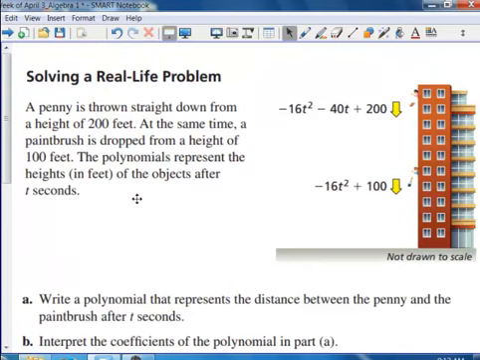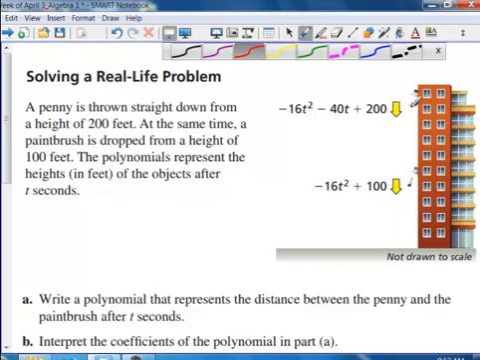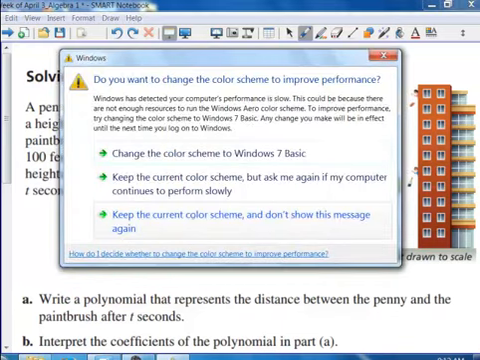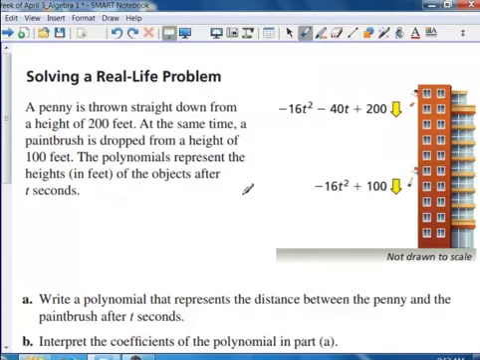We're going to talk about a real-life problem with polynomials now. Let's say, for example, we have a penny that's thrown down and a paintbrush that's dropped. So you can see here, there's a penny that this guy dropped. It's a huge penny for some reason. I'm not sure why that penny is so massive, but it's a big penny. And there's also a paintbrush that was dropped. So pretty much what we want to do is figure out what the height would be if we were to combine these together.